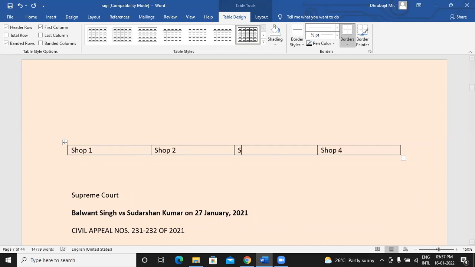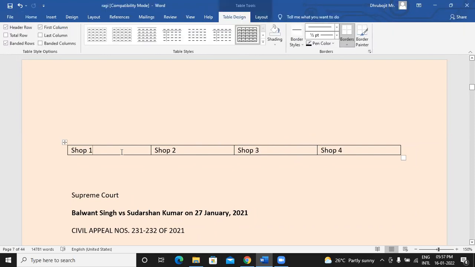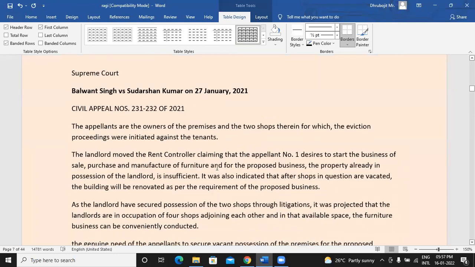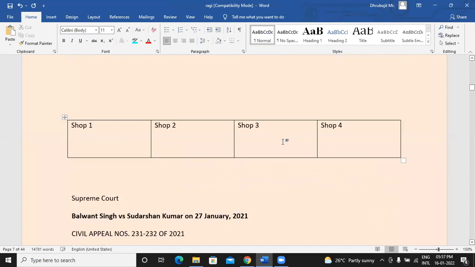Now, 2 of these shops, which were next to each other, he alone was the owner of. The remaining 2 shops he had given to a tenant. Now, this owner decided to start a business, a furniture business, where he would sell, purchase and manufacture furniture. For that he needed a bigger space, and he also wanted to renovate the entire space and make the necessary changes. So he told the tenant to vacate these 2 shops because he wanted to start this business.